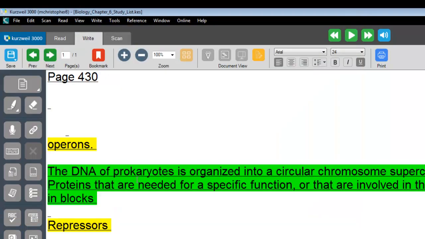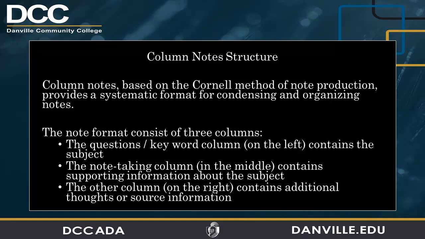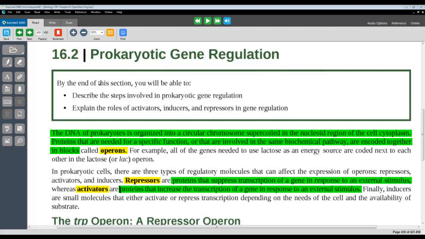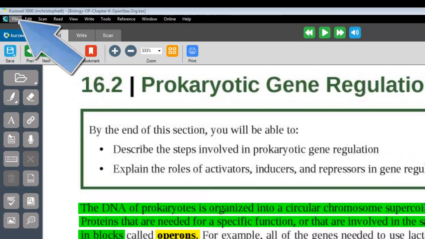In our next extraction example, we will demonstrate how to extract content from a textbook into a column-based note format. Column notes, based on the Cornell note-taking system, is a note-taking system consisting of 3 columns. The first column is the questions or keyword column. This column is for main ideas, keywords or even questions. The second column is the note-taking column. This column contains supporting information about the subject. The third column is for additional thoughts, other supporting statements, or the source reference information.